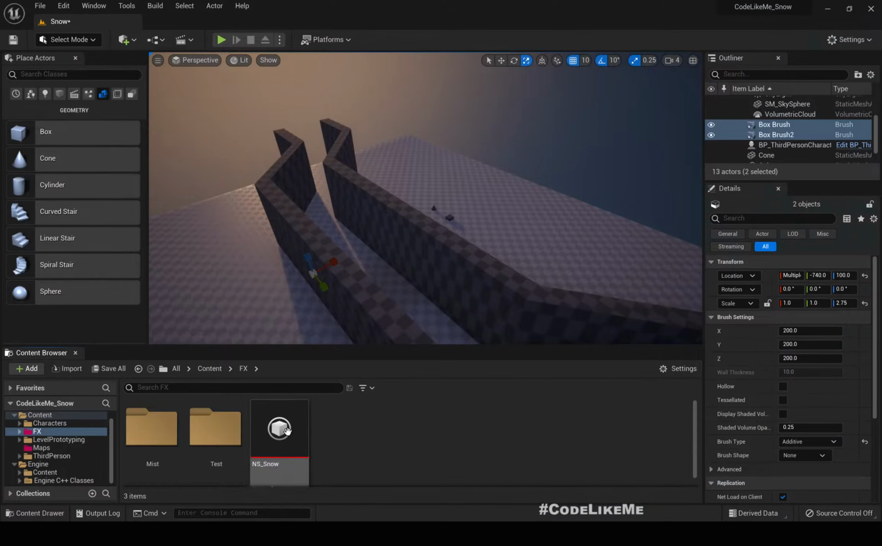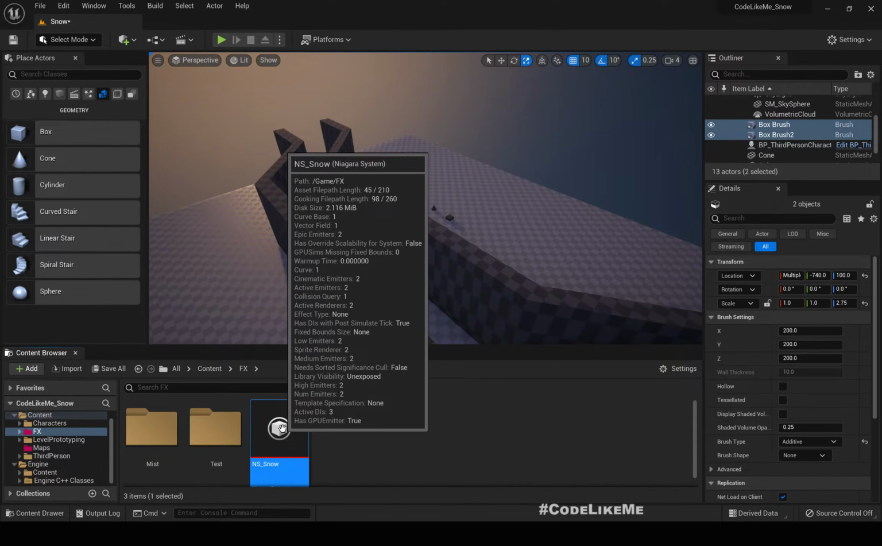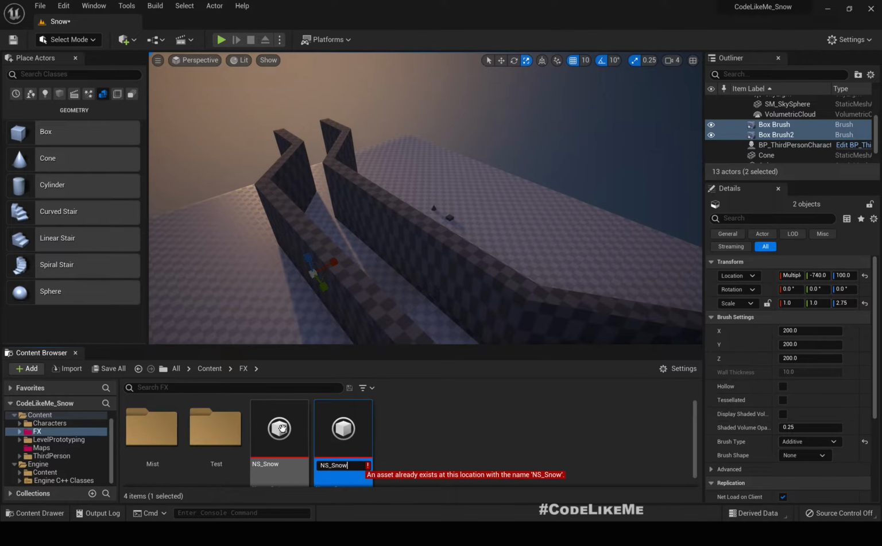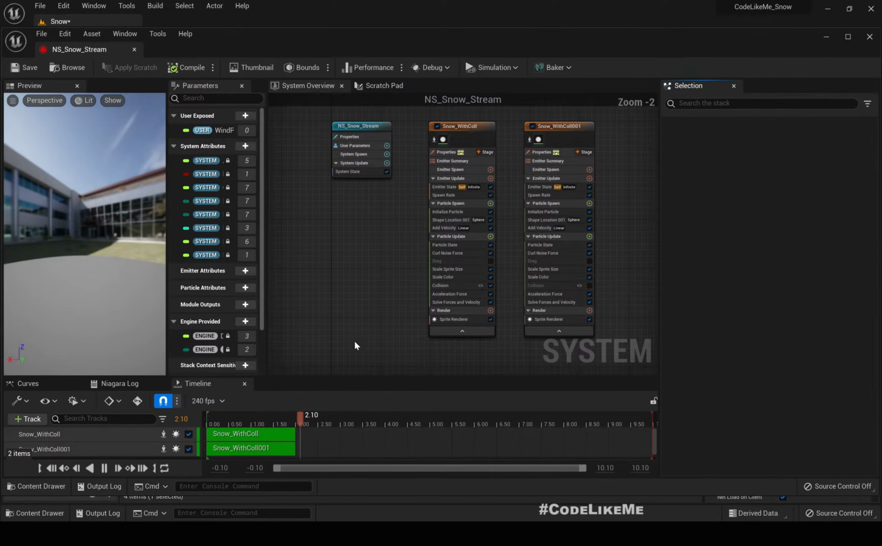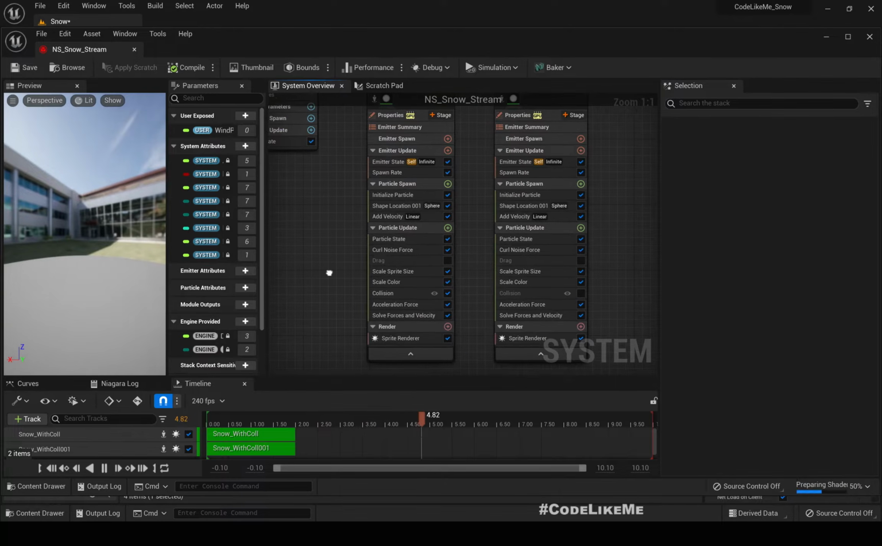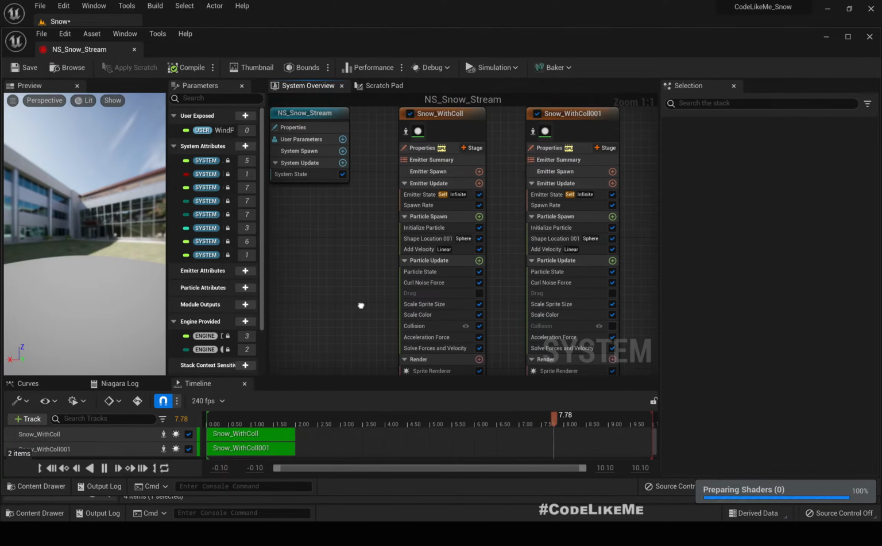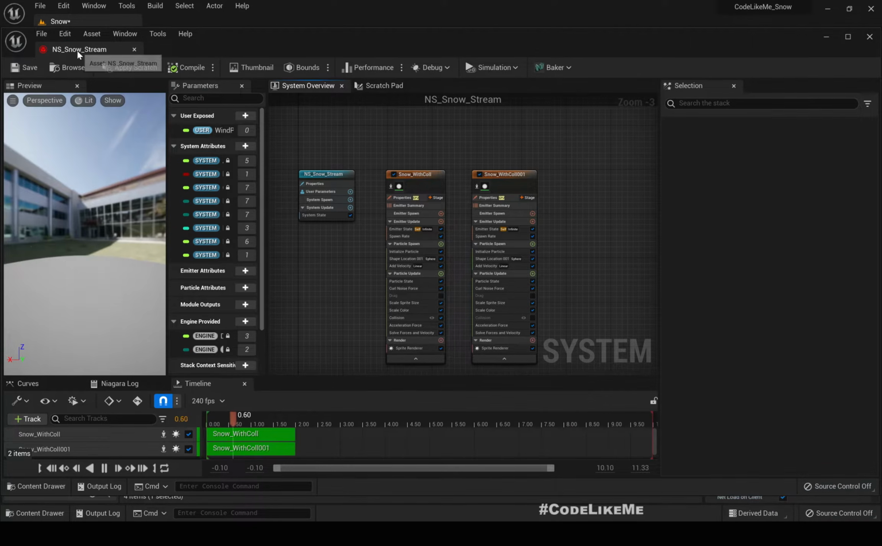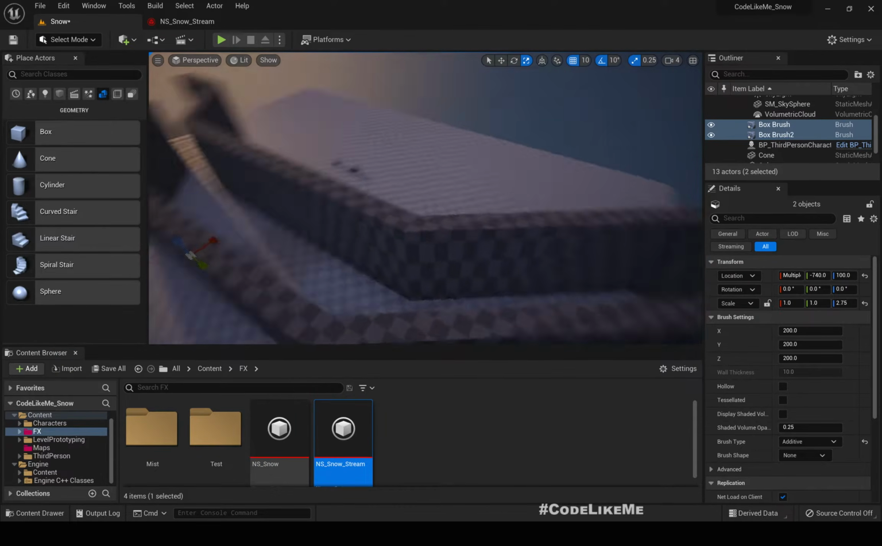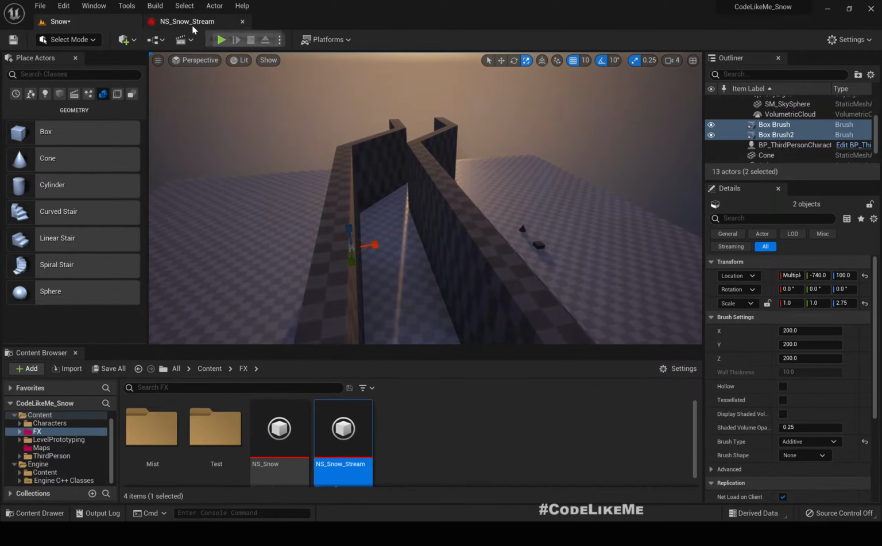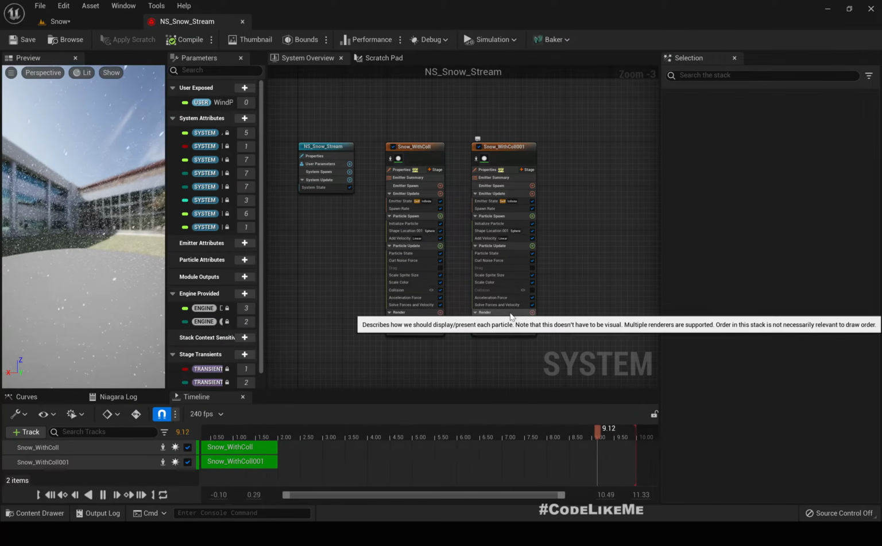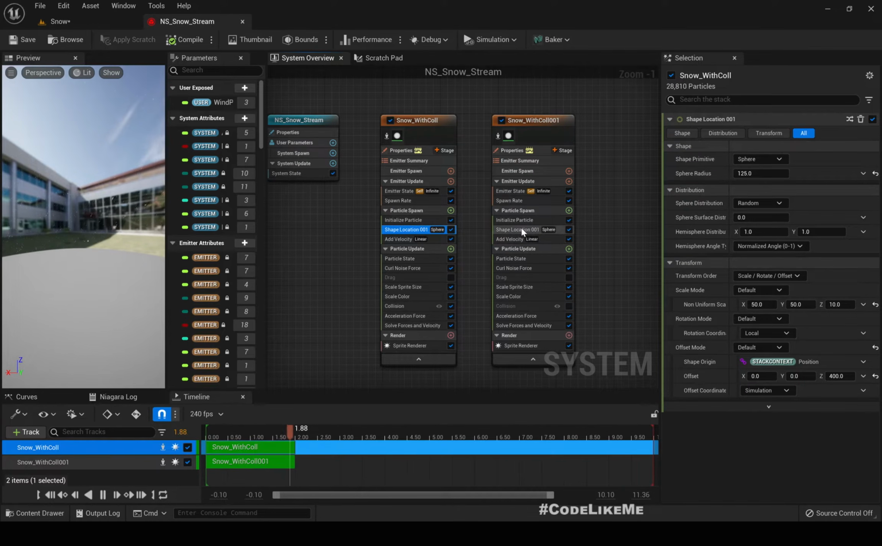So as the starting point, I'm gonna use this NS snow particle that I have already created. NS snow tunnel, let's say, or snow stream. You can use any name you prefer. And yeah, here mainly what I'm going to change is this shape location.